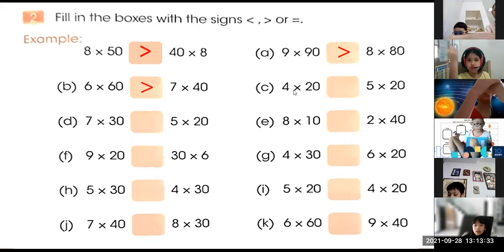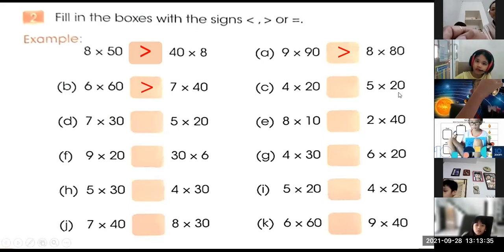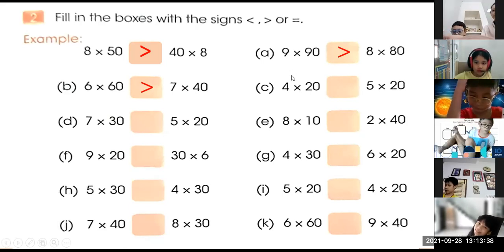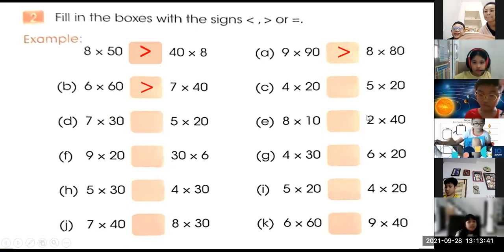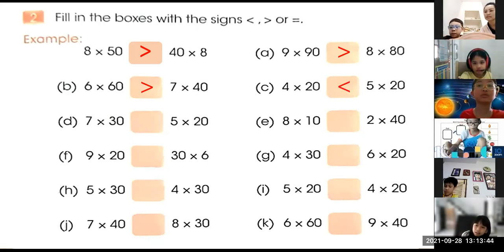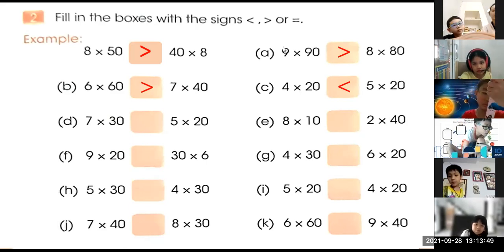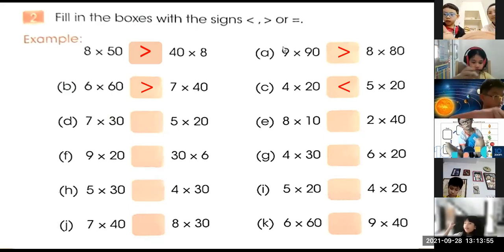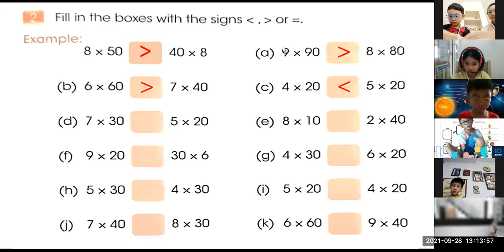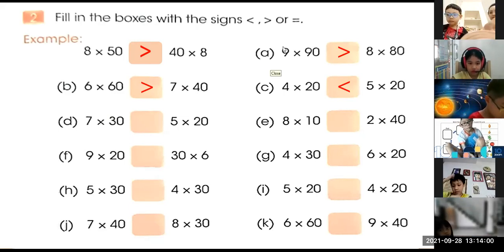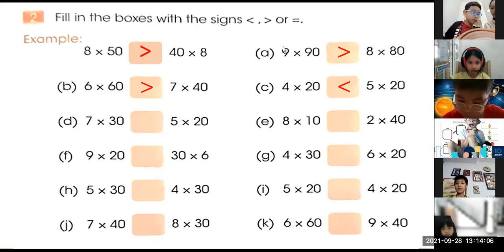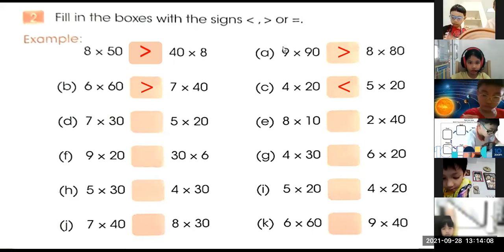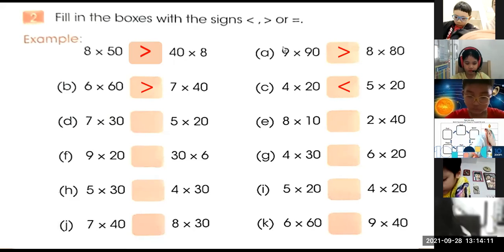Okay, 4 times 20 is 80. 5 times 20 is 100. Okay, 80 and 100. So the answer here is smaller than. Now, I will give you 2 minutes to answer these questions up to letter K. Okay, pencils up. Ready? Go. I'll give you 2 minutes to answer these questions.